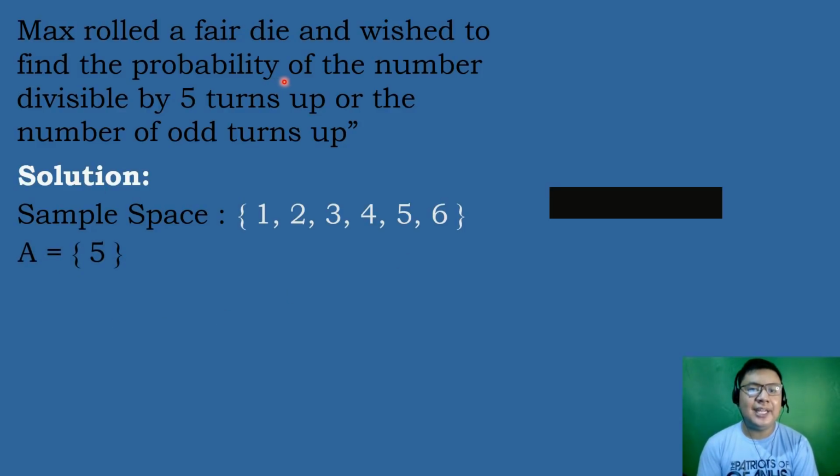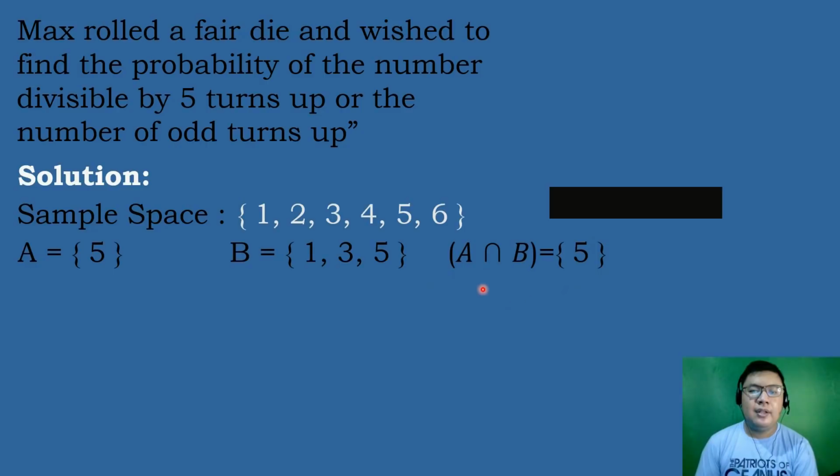And for event A, we will be looking at the numbers located in our sample space which are divisible by 5. And that number is 5 only, because 5 divided by 5 is equal to 1. So the number which is divisible by 5 is only 5. So for event A, we have one outcome. How about event B? Event B is that an odd number turns up. So for event B, we have the numbers 1, 3, 5. These are the three odd numbers located in our sample space.